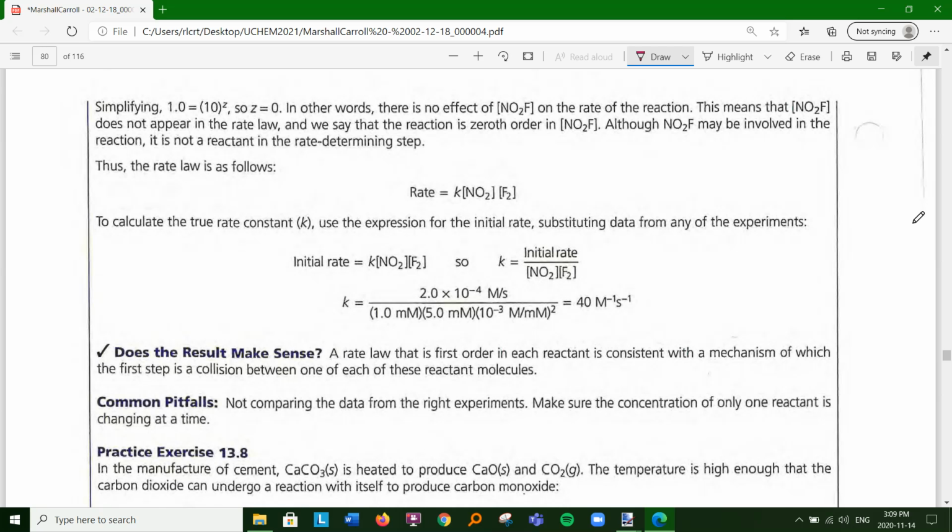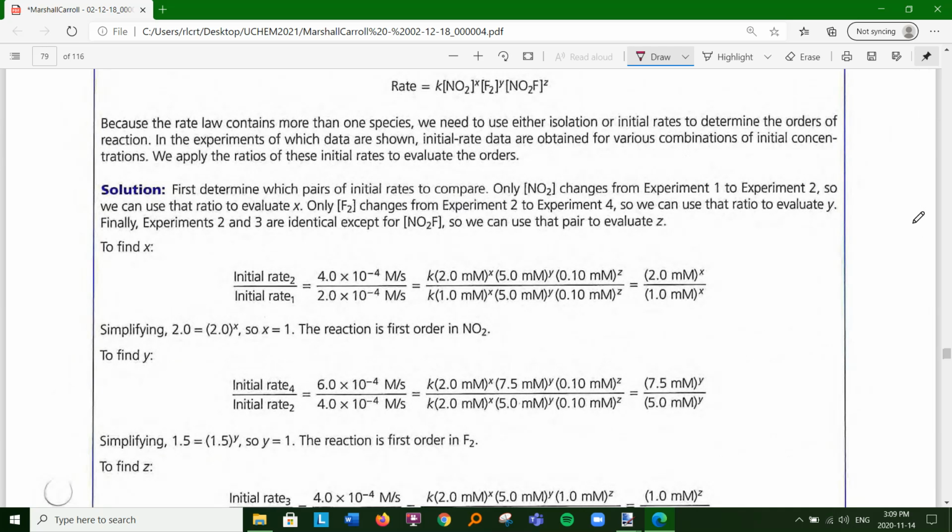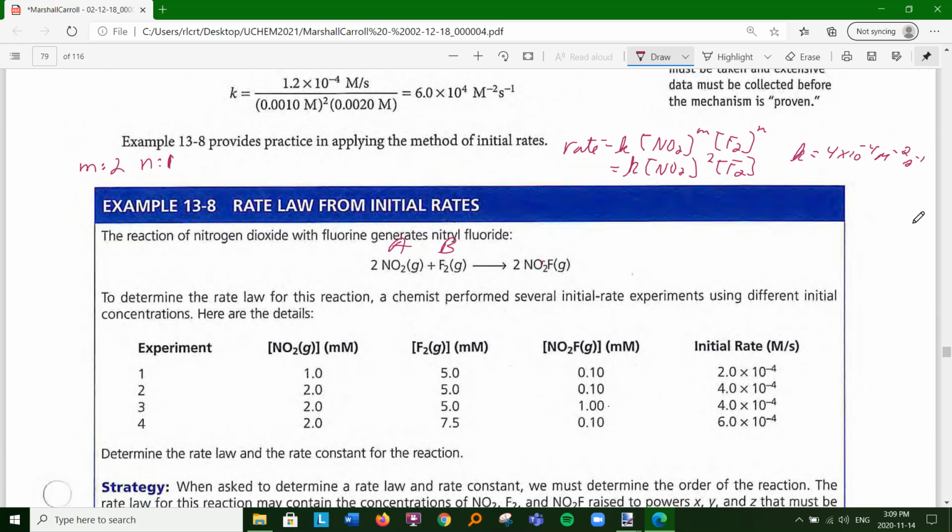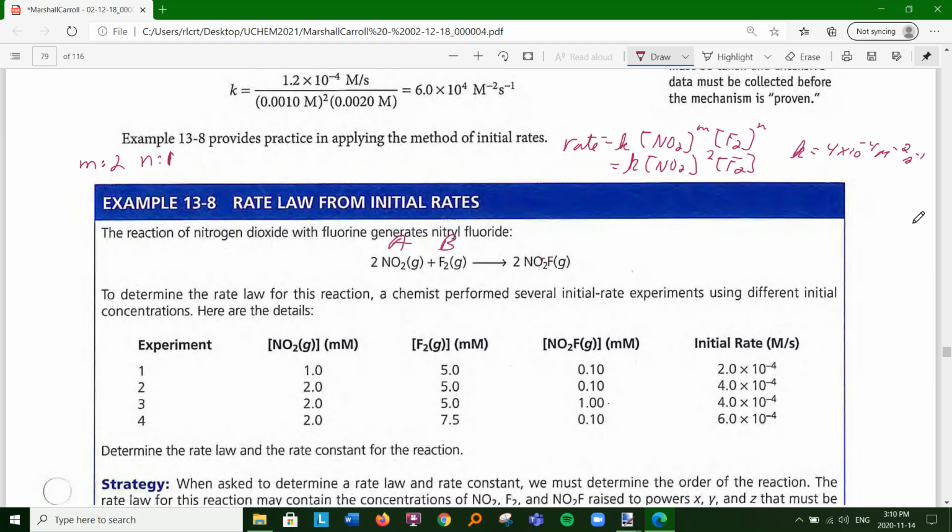Okay, let's double check. Fine. Okay. Now you want to say, can we double check? 2 by 10 to the minus 4 divided by 1 by 10 to the 3 minus squared is some value. Then that divided by 0.005. Yeah, I'm right. Okay.